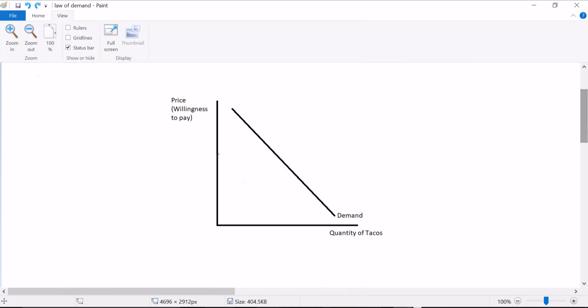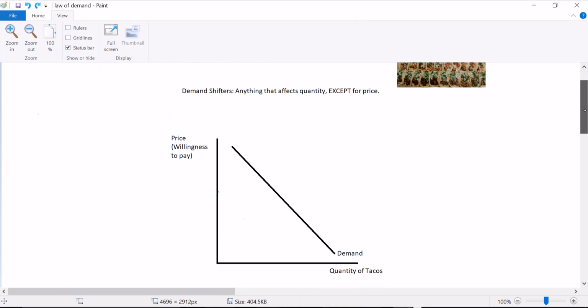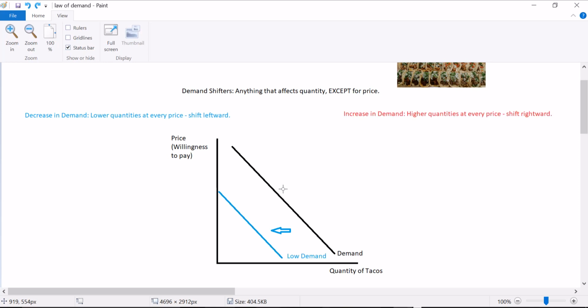Put it up here, there's our beautiful demand curve, and our demand shifters are anything that affect the quantity except for the price. So a decrease in demand is characterized by lower quantities at every price. And that is a shift leftward in your graph. So a lower demand curve would look like this. An increase in demand, characterized by higher quantities at every price, is a shift rightward, going that way, like that.